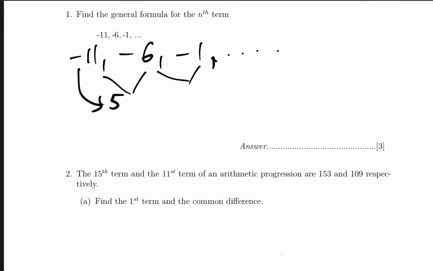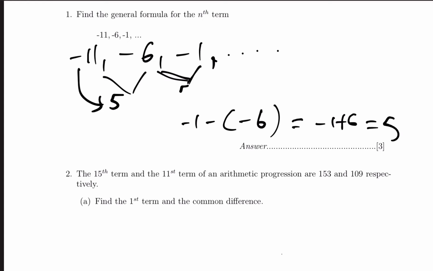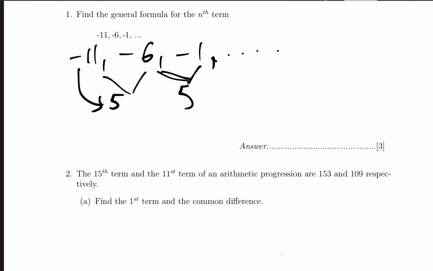Again, now we test between negative 6 and negative 1. So we're saying negative 1 minus negative 6, which is the same as negative 1 plus 6, so we're also getting 5. You can see that the difference between the consecutive numbers is common, so we call this sequence an arithmetic sequence.